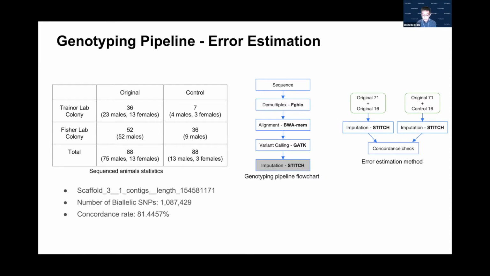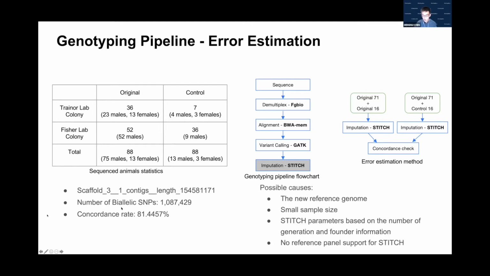81.4%. Yeah, this number doesn't sound great, but if we remember the reference genome issues that we talked about, this is a good number for us to start with. So from here, I think the possible cause for the low concordance rate is the problem of the new reference genome.